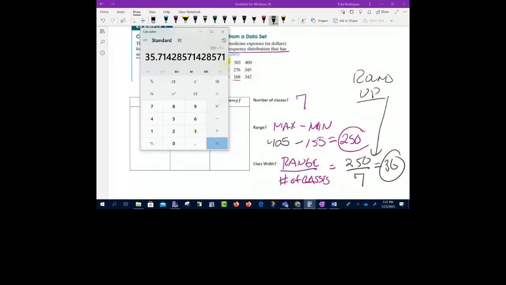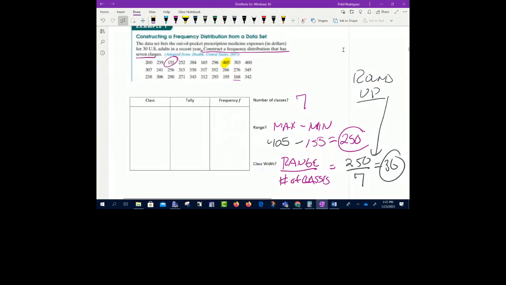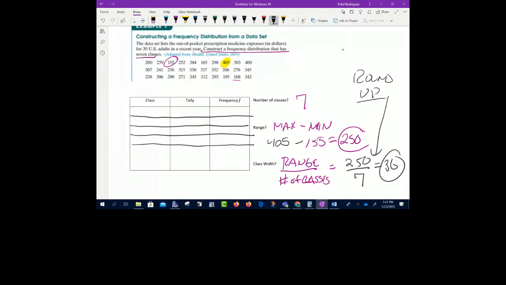All right. Now, what we're going to do, y'all, is make our frequency distribution here. So let me get rid of my calculator. We're going to make 7 chunks here. I'm going to try to do this as nicely as I can. So y'all, we said the lowest number we had was what, 155? Since our class width is 36, the first class is going to go from 155 to something.